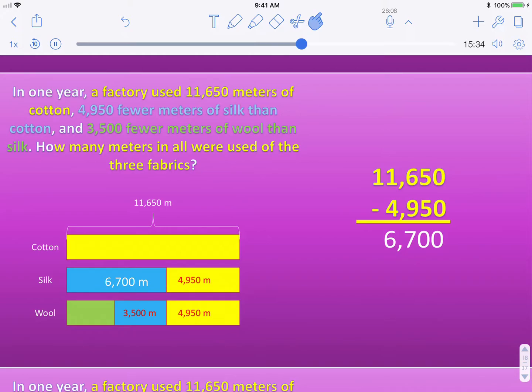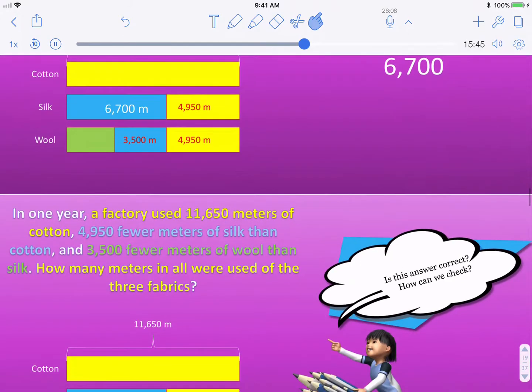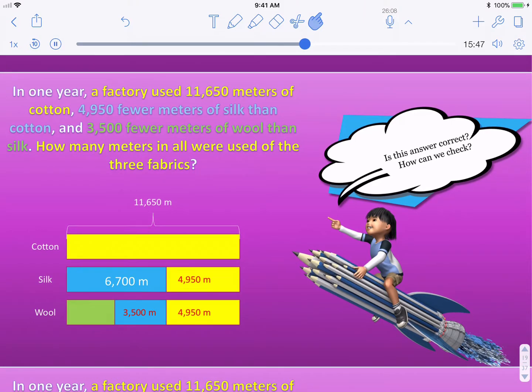So now we have everything we need to know for cotton. We have everything we need to know for silk. The last thing we need to know is wool. So let's look at the next one. Okay, it says, is the answer correct? How can we check? How do we know by looking at this bar that 6,700 meters is correct?